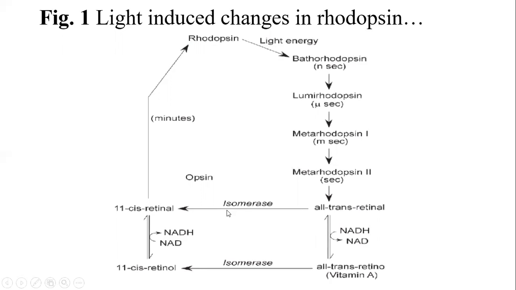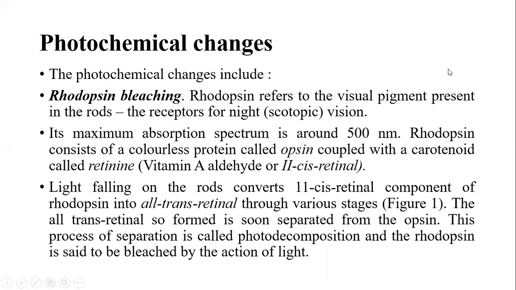When all-trans retinal meets isomerase, it is converted to 11-cis retinal. Or there is another pathway, where the all-trans retinal, the vitamin A aldehyde, is also mixed with isomerase and can produce 11-cis retinal. So this is the whole process, and once the 11-cis retinal and the opsin go out from there, rhodopsin is again produced. This whole process happens in the photochemical pathway.